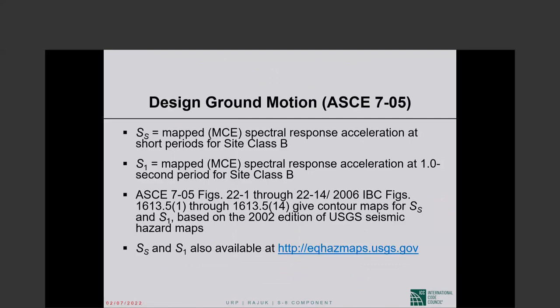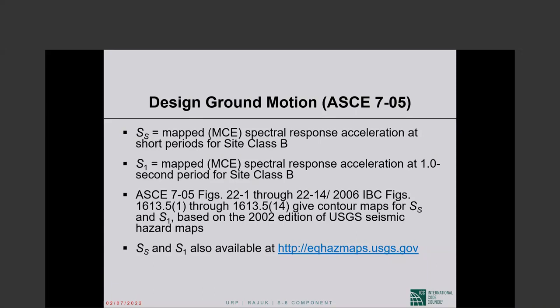Now, the all important quantities S sub ds and S sub d1 are not given directly anywhere in ASCE 7. What we are given are two related quantities, S sub s and S sub 1. S sub s related to S sub ds, S sub 1 related to S sub d1. S sub s is the mapped maximum considered earthquake spectral response acceleration at short periods for site class B. Quite a mouthful is said here, and this is all important.